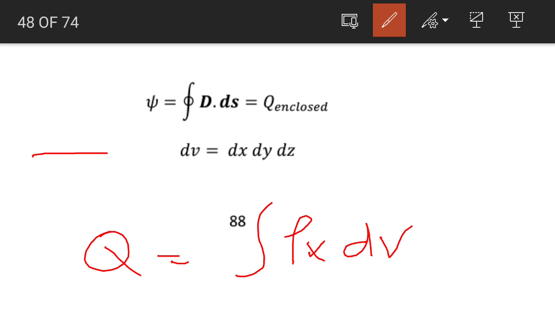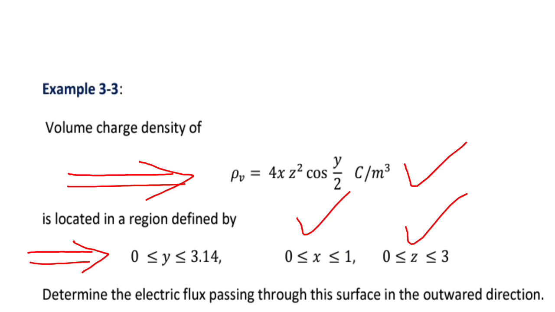You see, everything is in the rectangular coordinate system, so the differential volume in the rectangular coordinate system is equal to dx dy dz. Okay, then we calculate rho v dv. Let us calculate rho v dv. Here is rho v.